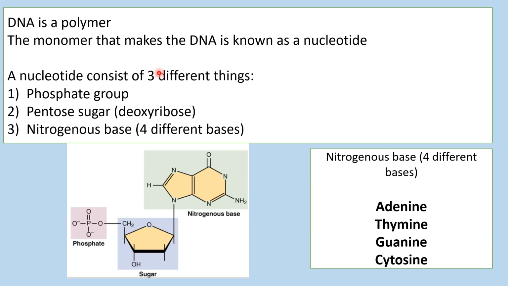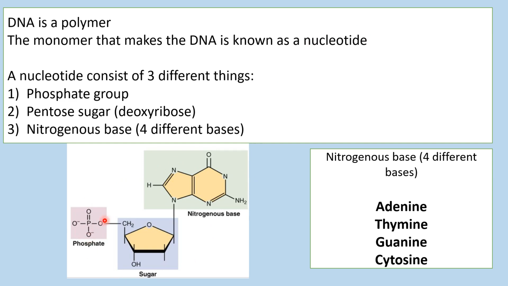DNA. So DNA is a polymer, and we've covered this before in biological molecules, talking about protein, for example. Protein is a polymer. It's got lots of amino acids. So DNA is also a polymer. So just like protein is a polymer made out of amino acids as the monomers, the monomers for DNA that make the polymer are called nucleotides. So a nucleotide is a monomer.